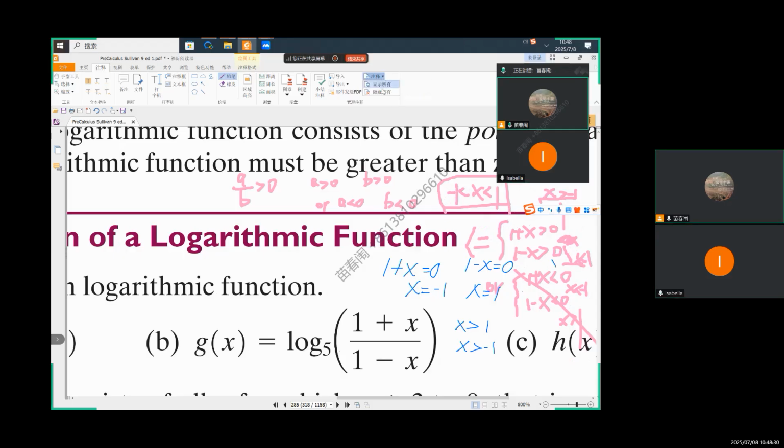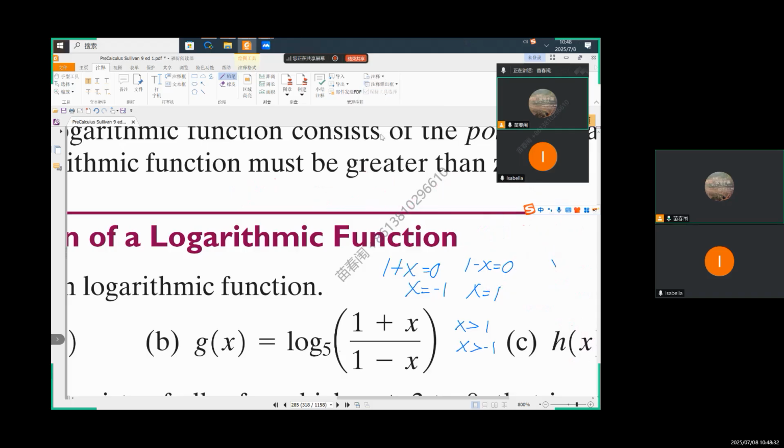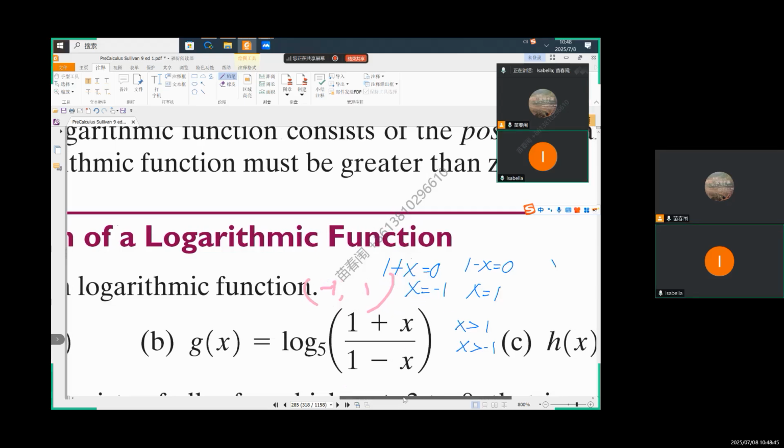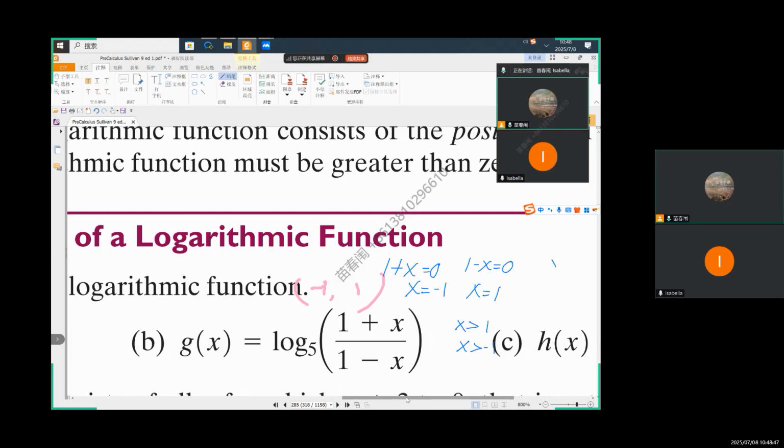Okay, so that's this one. So eventually the domain is -1 to 1, right? An open interval like this, -1 to 1. Yeah, I can use a number to test. I think it's working.